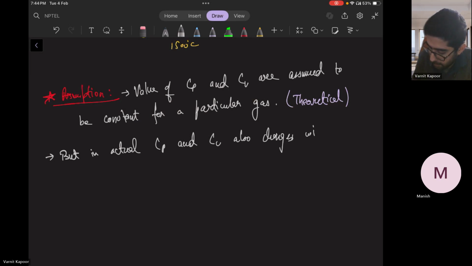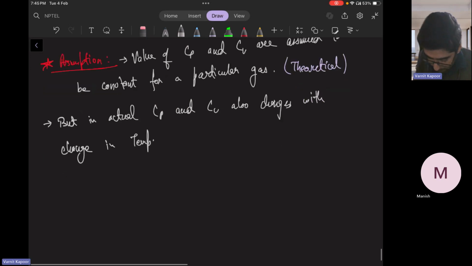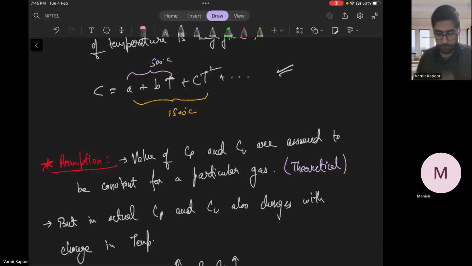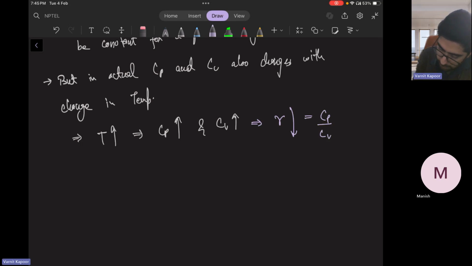It changes temperature. Okay, so what if you increase? This implies if you increase the temperature, then your Cp will also increase and Cv will also increase because of this relation. With higher temperature, Cp and Cv will increase. Okay, but gamma will decrease. Let's see. Gamma will decrease. Let me write here. That is the adiabatic index. Although they both are increasing, but gamma decreases.